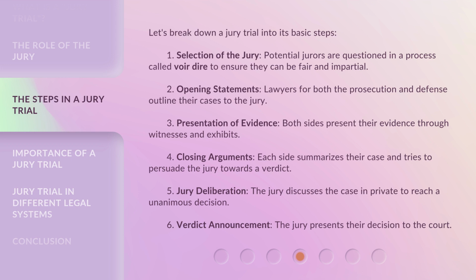3. Presentation of evidence. Both sides present their evidence through witnesses and exhibits. 4. Closing arguments. Each side summarizes their case and tries to persuade the jury towards a verdict. 5. Jury deliberation. The jury discusses the case in private to reach a unanimous decision. 6. Verdict announcement. The jury presents their decision to the court.